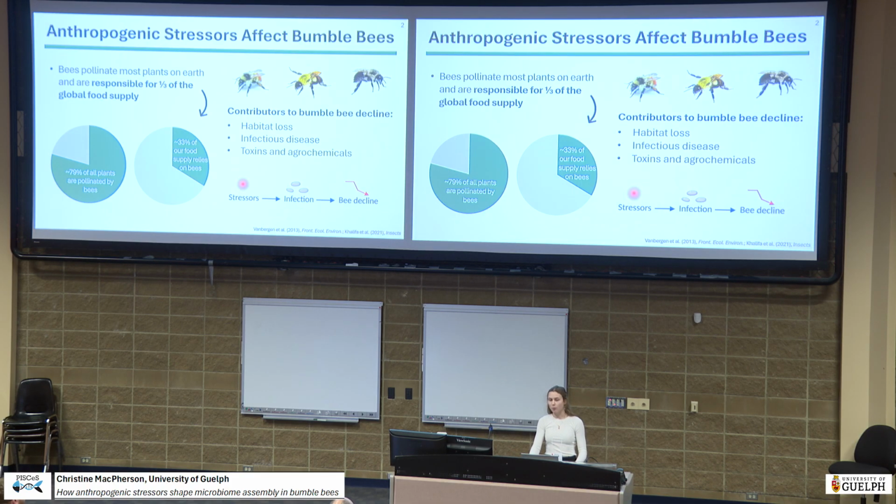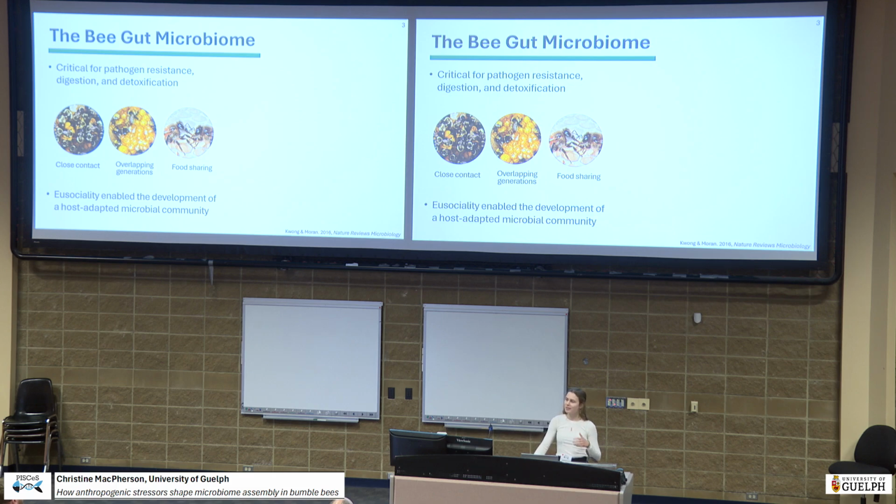And so, as for why these species are in decline, it's generally thought that this is due to habitat loss, infectious disease, as well as exposure to toxins and agrochemicals. But something important to note here is that it's not just the bees themselves that suffer from these exposures, it's the microorganisms that live within the bees. And so these microorganisms together constitute the bee's gut microbiome, and this microbiome is critically important for pathogen resistance, digestion, and the detoxification of environmental pollutants.